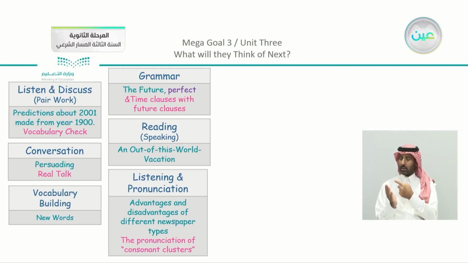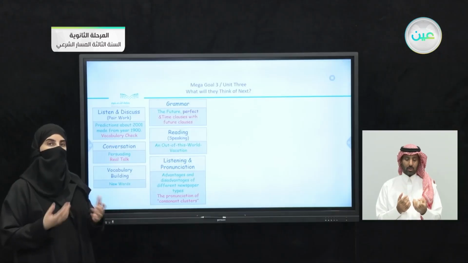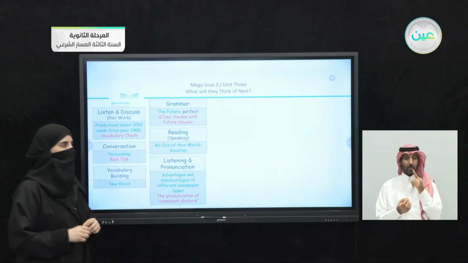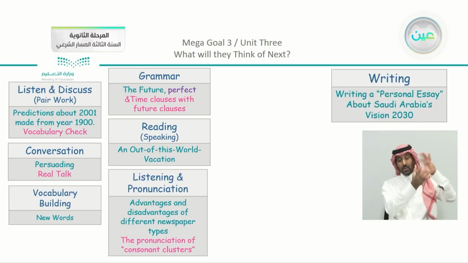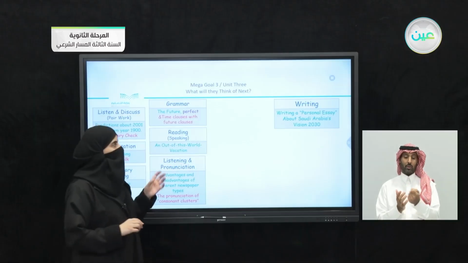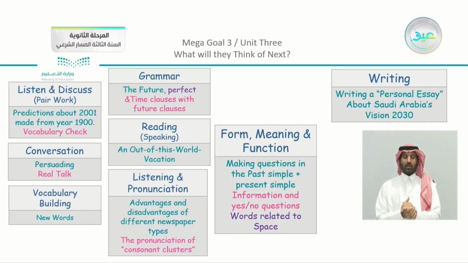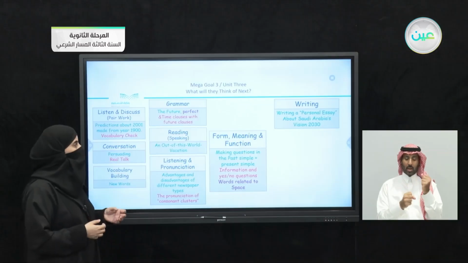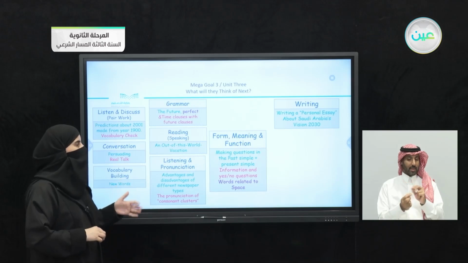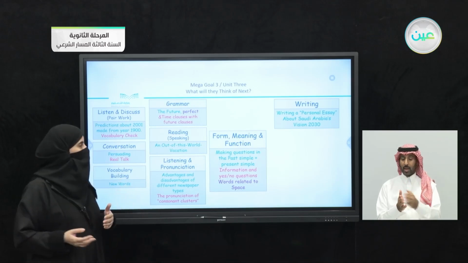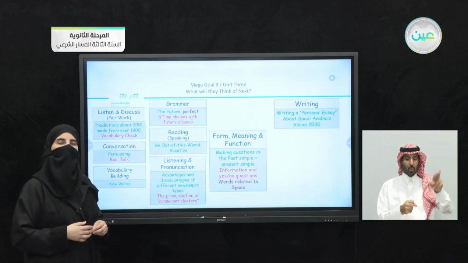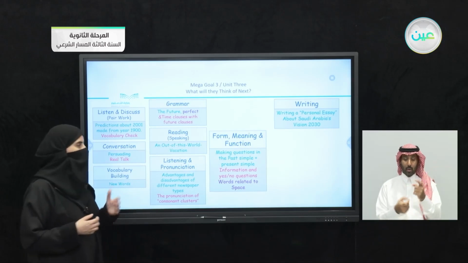The reading was an amazing, out-of-this-world topic, talking about an out-of-this-world vacation, which was related to tourism, but in space. Also, to remind you that we had the writing, of course, where we wrote personal essays about the Saudi Vision 2030. We had our lesson the last time, which was the form, meaning, and function lesson. We studied making questions in the past simple and the present simple. We made information questions and yes/no questions. And of course, we passed by words that are related to space.